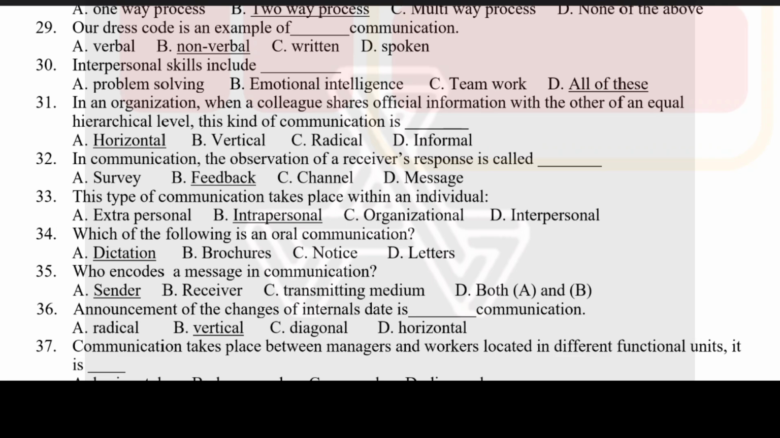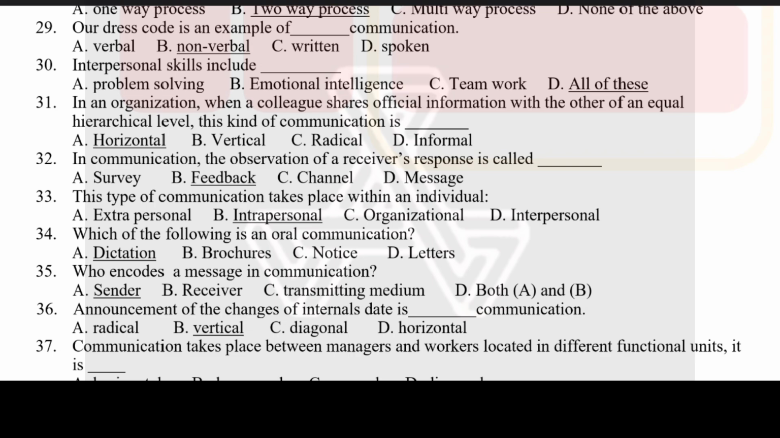In an organization, when a colleague shares official information with the other of an equal hierarchical level, this kind of communication is horizontal. In communication, the observation of the receiver's response is called feedback. This type of communication takes place within an individual. It is intrapersonal. Which of the following is an oral communication? Dictation.